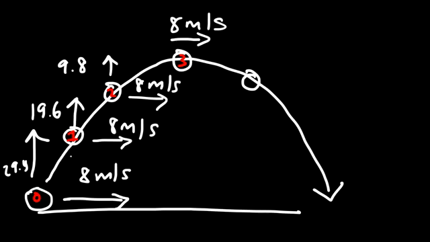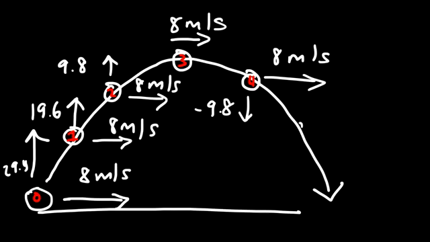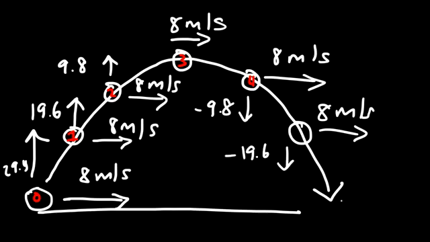Now, 4 seconds later, what do you think is going to happen? Well, Vx is still the same. It's still 8 meters per second, but now it's going down. So Vy is negative 9.8. And then 5 seconds later, Vx is still the same, but Vy is now negative 19.6. And 6 seconds later, Vy is going to be negative 29.4.